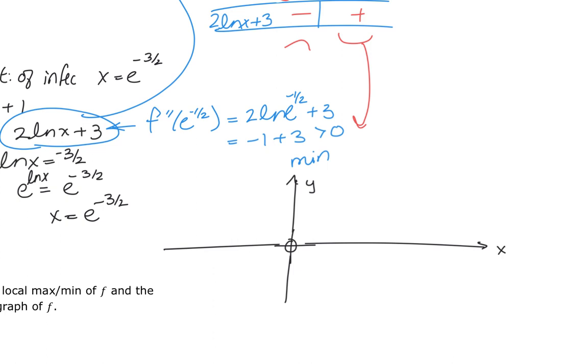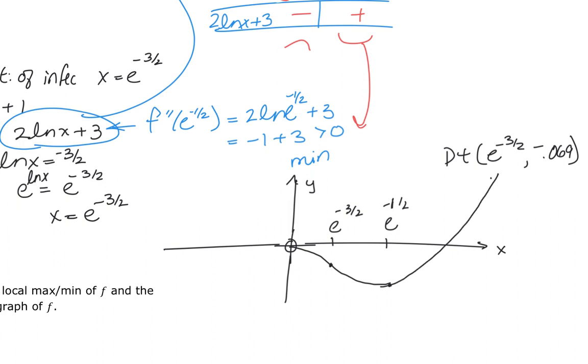We know at x is equal to e raised to the negative 3/2, if I were to put that in, I'm going to get approximately a negative 0.069. So right here at this point, my point of inflection is e raised to the negative 3/2, and I put it in the original function, and I get something like negative 0.069. So I know in this region I am concave down. When I hit e raised to the negative 1/2, I have a minimum, and I'm concave up from this point on. And so I'm going to have something that looks like that.